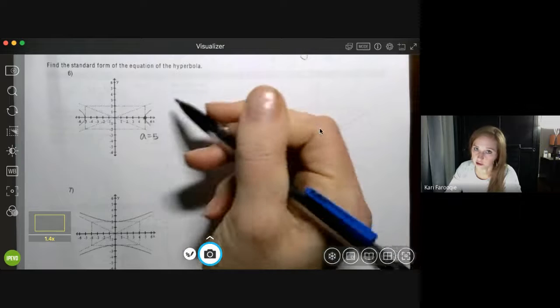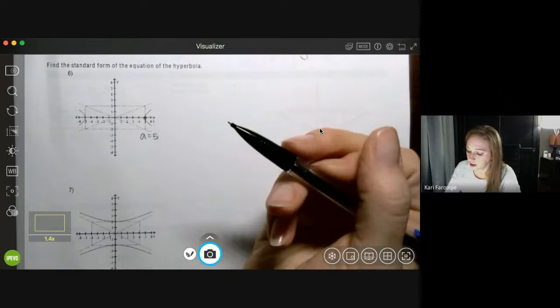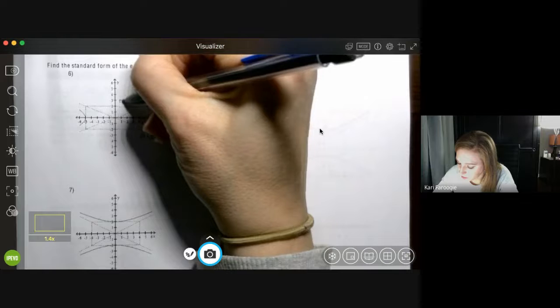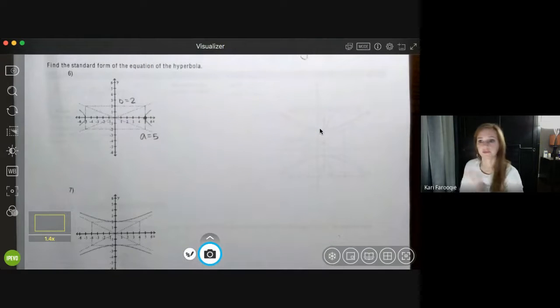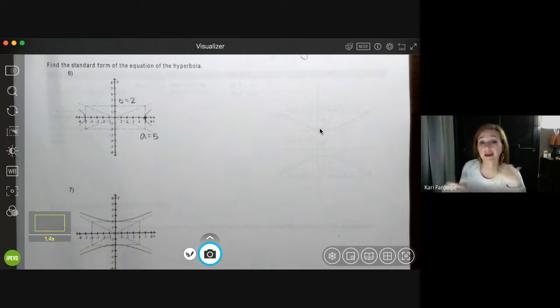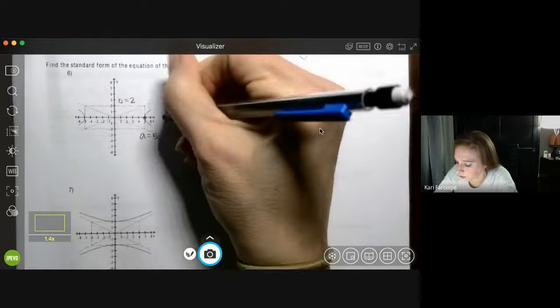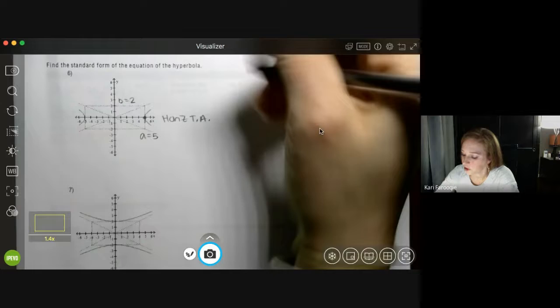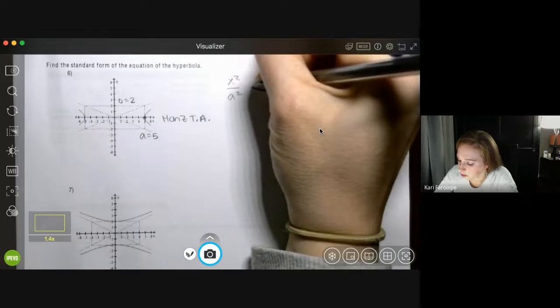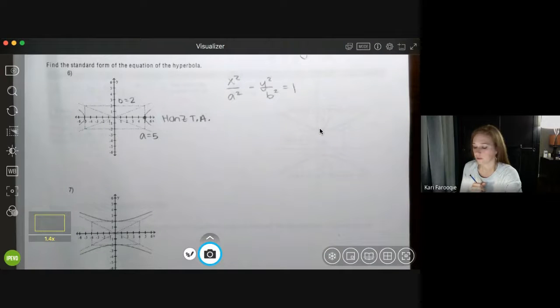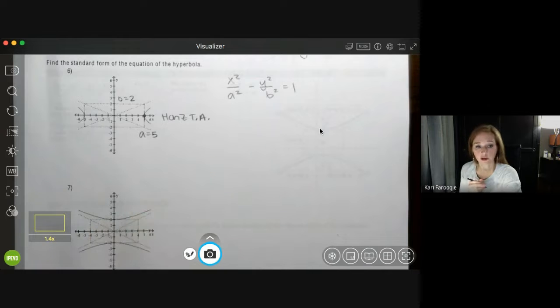The hyperbola never runs through B. It always runs through A. So we have A equals 5, and then B will be dictated by how high the box goes in this case. B is 2. And we're centered at the origin. So since we're centered at the origin, we just need to pick the form for the equation for the hyperbola. Since we're opening left and right, we know that we have a horizontal transverse axis. So it must be the case that we have x squared over a squared minus y squared over b squared equals 1. And then just fill in a squared and b squared.